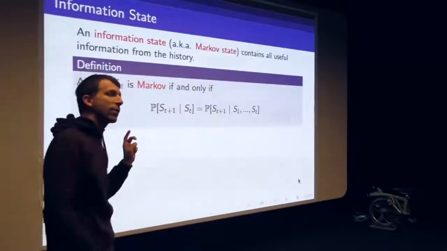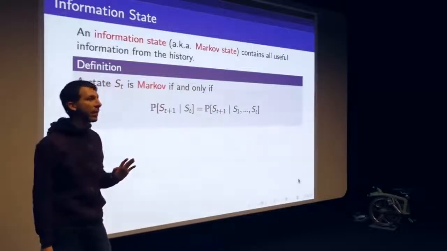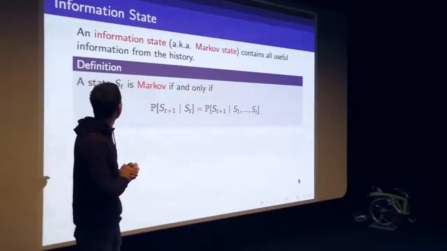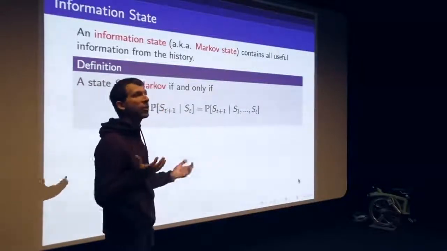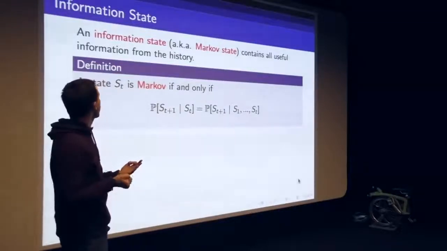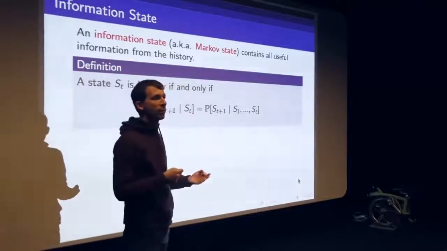Okay, so that was two definitions of state, agent state and environment state. Now here's a more mathematical definition of state, which we call the information state, or sometimes called the Markov state. And the Markov state, or the information state, basically is an information theoretic concept. It tells us when we've built a state representation that contains all useful information from the history.